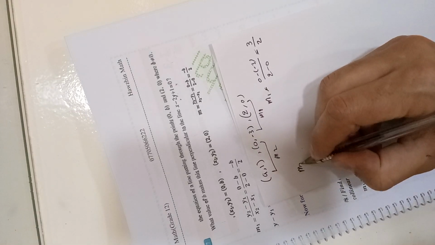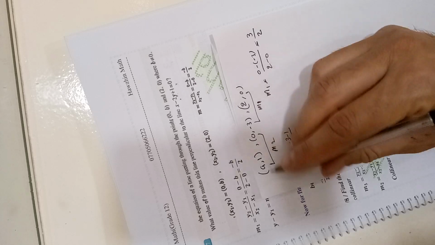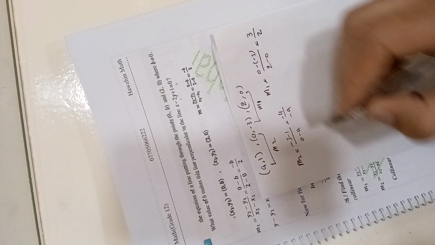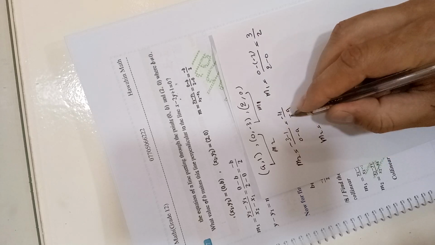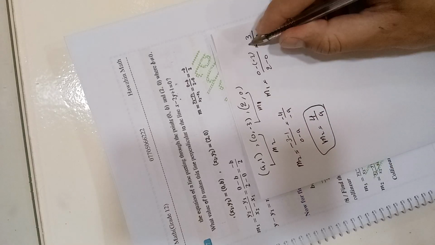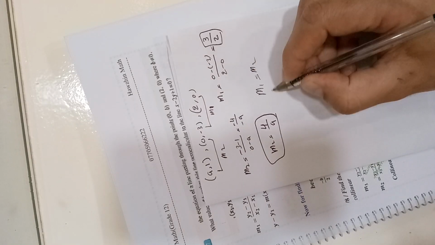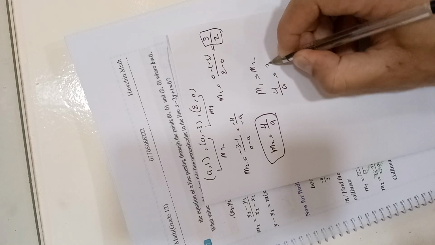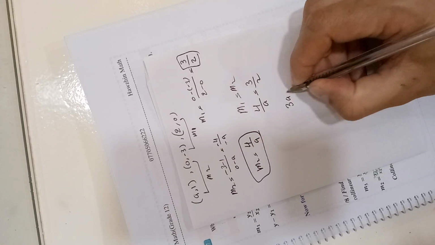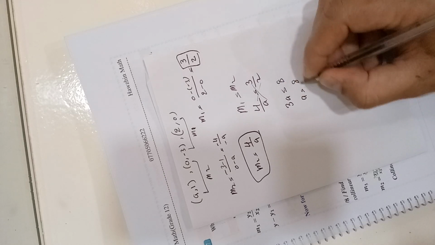m2 is minus 3 minus 1 over 0 minus a, equal to negative 4 over minus a. So m2 is equal to 4 over a, since the negatives cancel. Now for collinear, m1 must be equal to m2, meaning 4 over a is equal to 3 over 2. So by crossover 3a equals 8, so a is equal to 8 over 3.